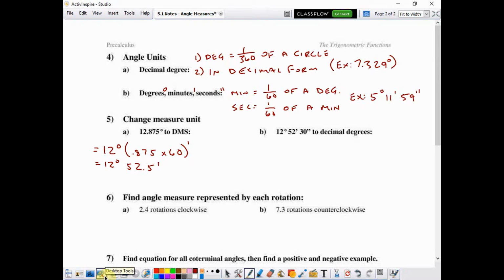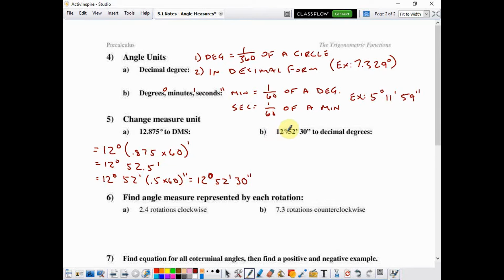Okay, now I need to take that decimal within the minutes and turn that into seconds. So it's 12 degrees, 52 minutes, and 0.5 times 60 seconds. So we have 12 degrees, 52 minutes, and 0.5 times 60 is 30 seconds.